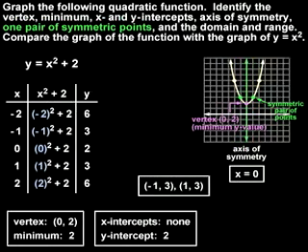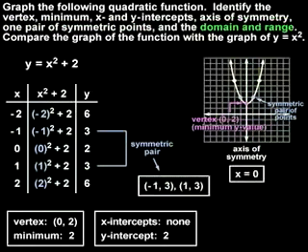Another way of finding a symmetric pair is to use the ordered pairs in the table. Remember that the y values of symmetric pairs of points are the same. Therefore, the points -1, 3 and 1, 3 are a symmetric pair because they each have a y value of 3. So whether we use the graph or the table, we can see that one pair of symmetric points is -1, 3 and 1, 3.